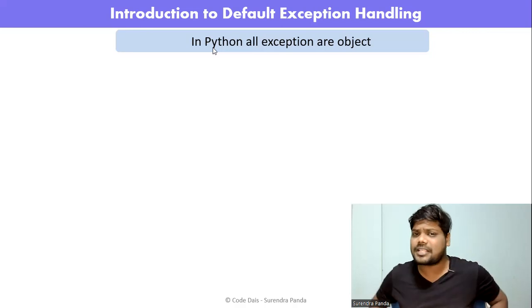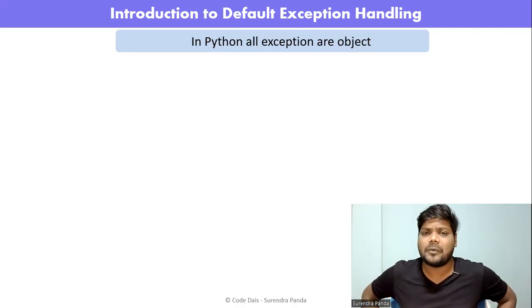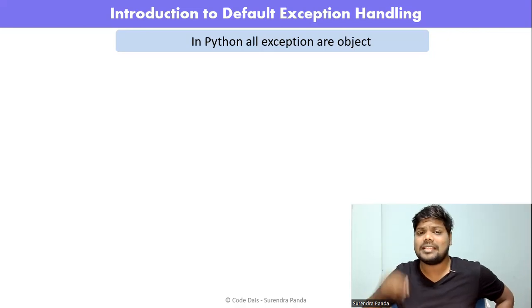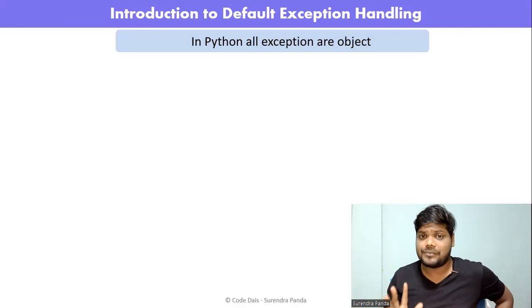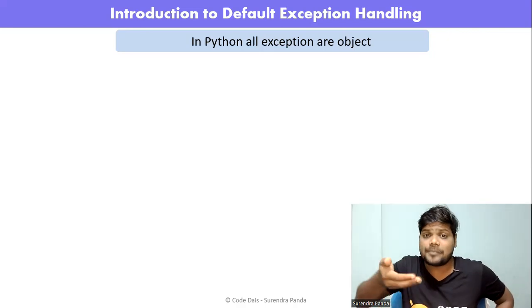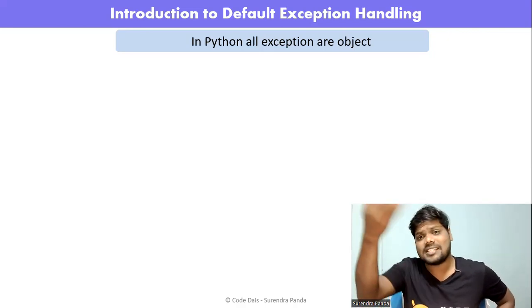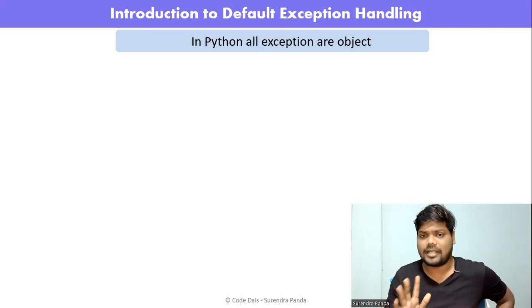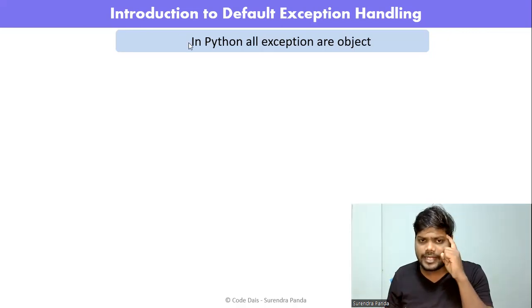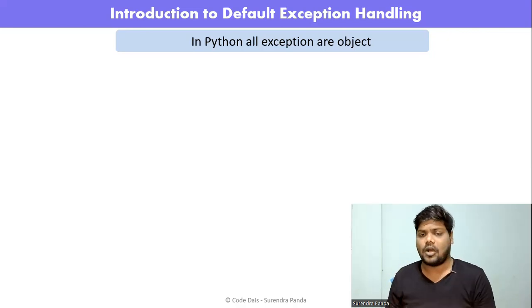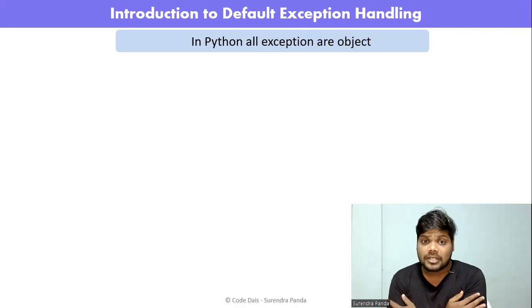In Python, all exceptions, whether TypeError, OSError, AttributeError, ArithmeticError, ZeroDivisionError, OverflowError, anything, are objects and a corresponding class is there for each and every object. I'll cover that point at the end, don't worry. Just inject this in your mind: in Python all exceptions are objects, and for all those objects a corresponding class is there. We'll discuss that in the exception hierarchy in this video.